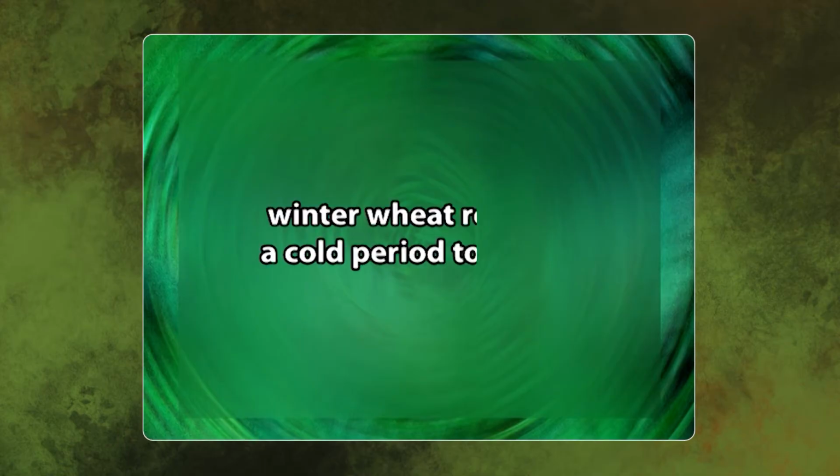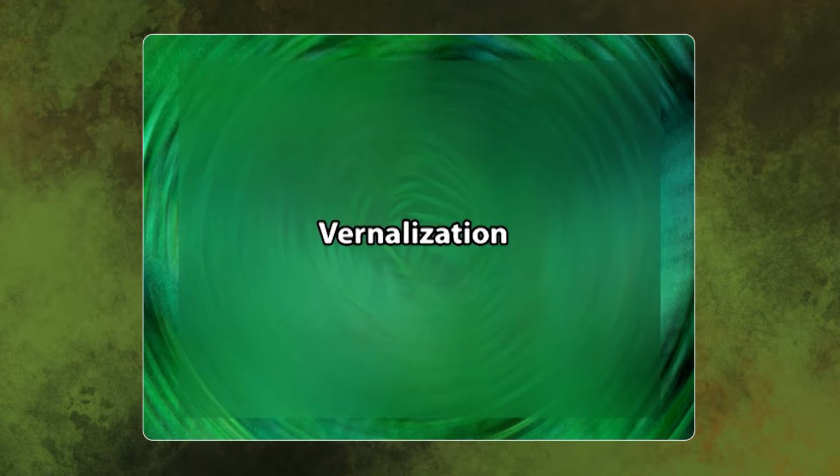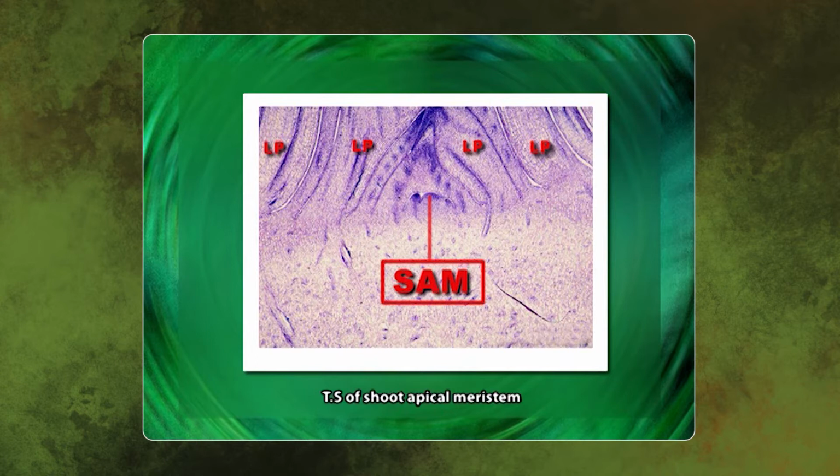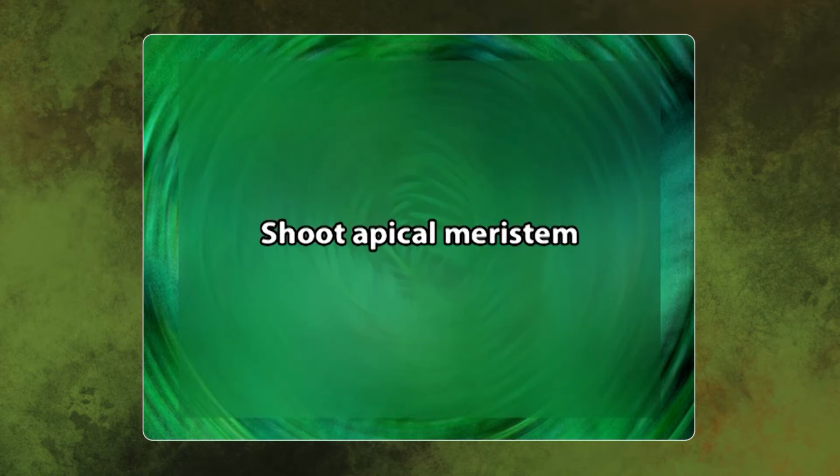Vernalization. Many biennial plants and winter crops such as winter wheat require a cold period to flower. An exposure to cold that stimulates flowering is called vernalization. Different plants have different requirements for vernalization temperatures and periods. The site for the cold treatment perception in plants is the shoot apical meristem. A shoot apical meristem grafted from an unvernalized plant onto one that has received cold treatment will not flower, while a shoot apical meristem grafted from a vernalized plant onto an unvernalized plant will flower.